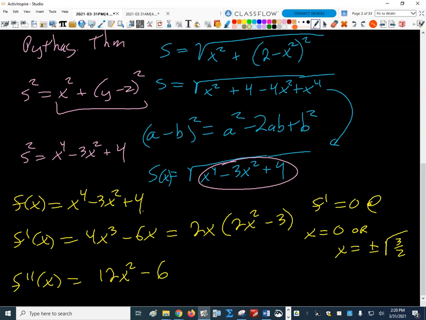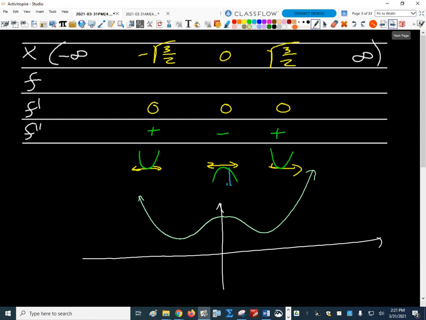It's a polynomial with only even exponents, 4, 2, and 0, right? 4 times x to the 0. So we know that this thing would have to have symmetry about the y-axis, and so every feature I get to the right is going to be reflected to the left, right? Okay, and so we end up with two places where the distance is minimized.